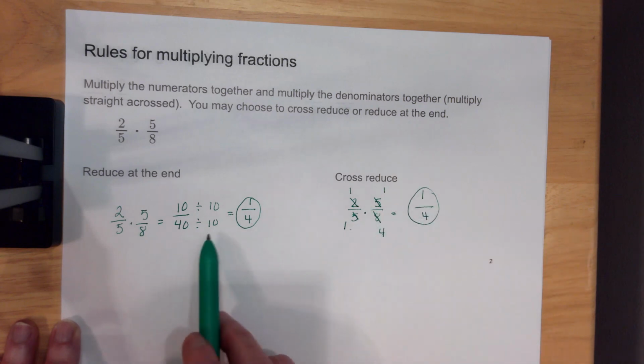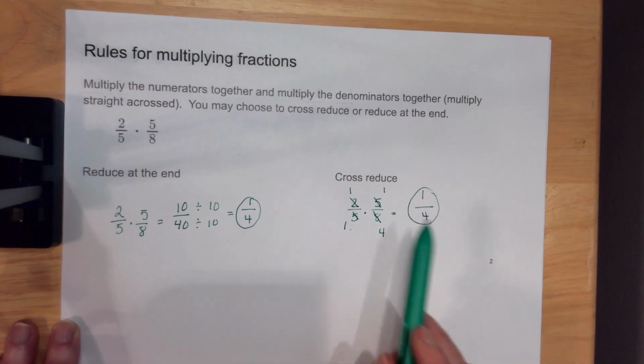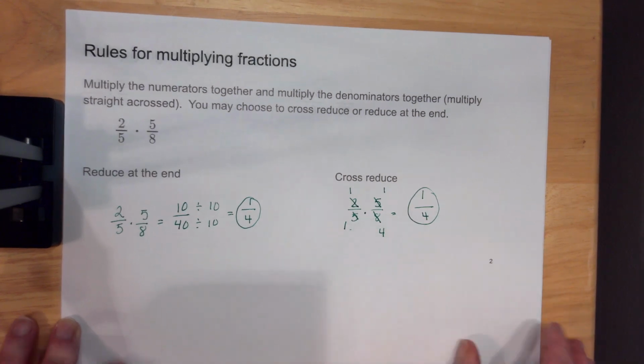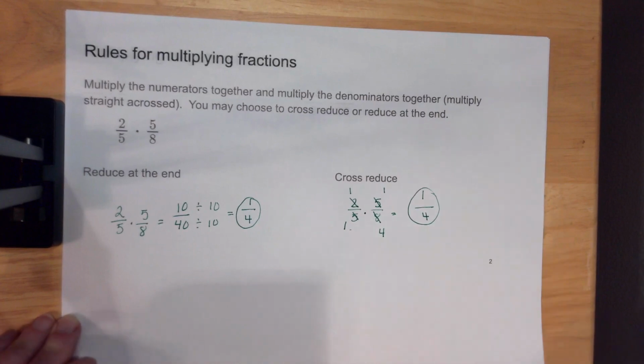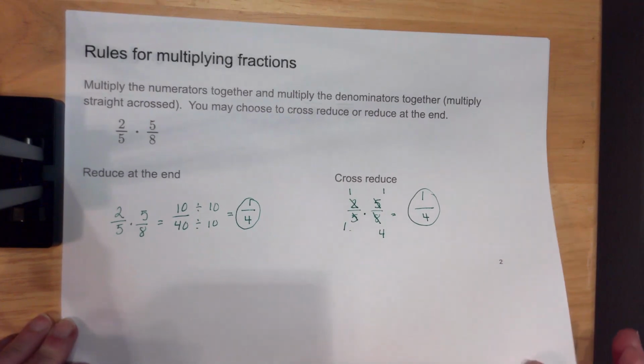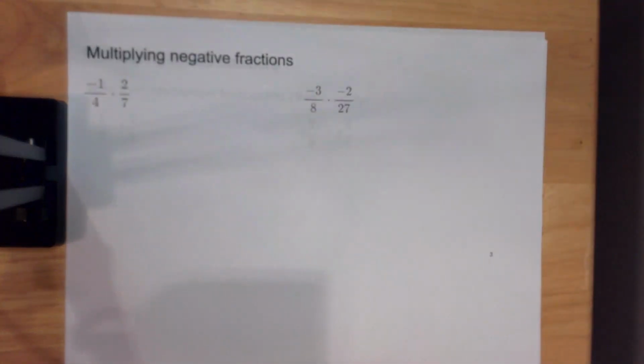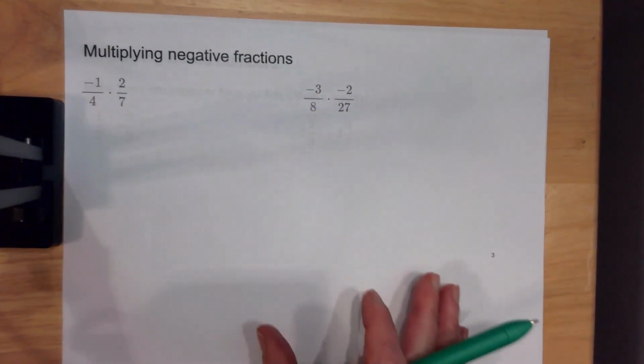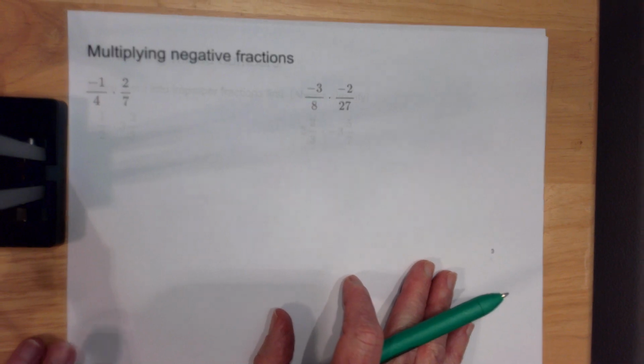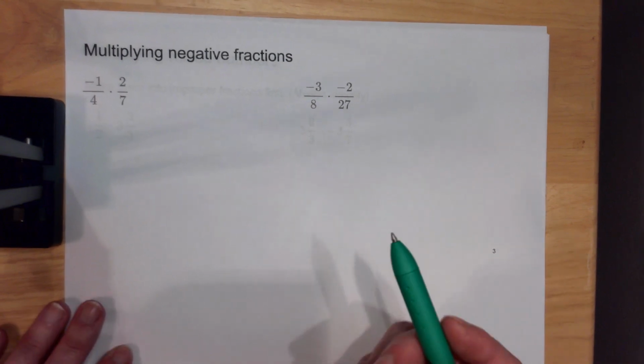This one I multiplied before I reduced. This one I reduced before I multiplied. And it doesn't matter which way you do it. You pick what works, and you can do some problems one way and some problems another way if you want. Okay, so same thing if I'm multiplying by a negative number.